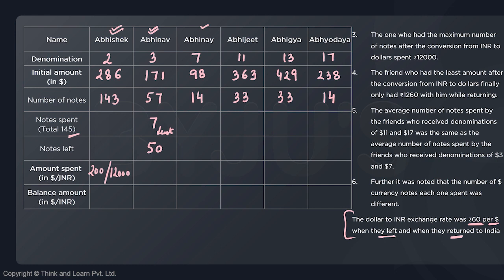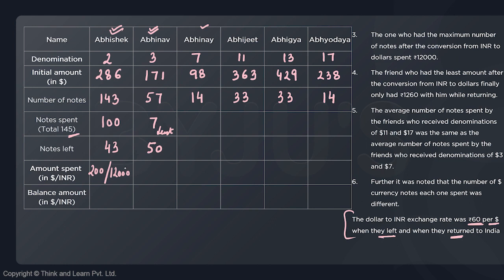So $200 corresponds to 12,000 rupees. If he has spent $200 and he had dollars in denominations of 2, can I say he had spent 100 notes? 100 notes of $2 each will make $200 as the number of dollars spent. That means the INR spent is equal to 12,000. If out of 143 he has spent 100 notes, he is left with 43 notes of $2 each.